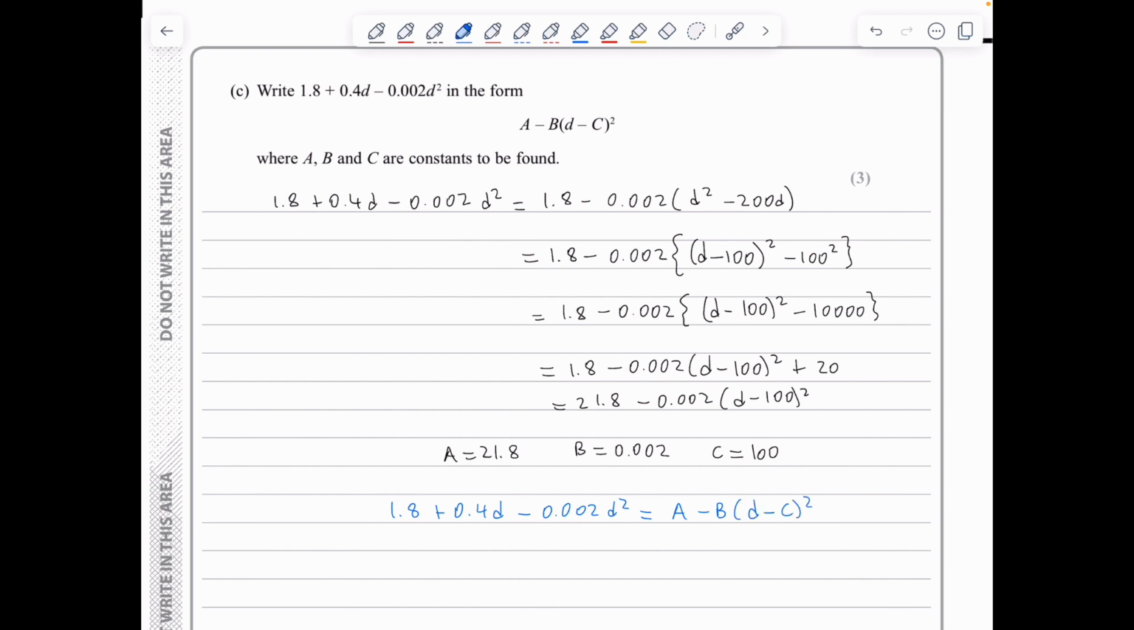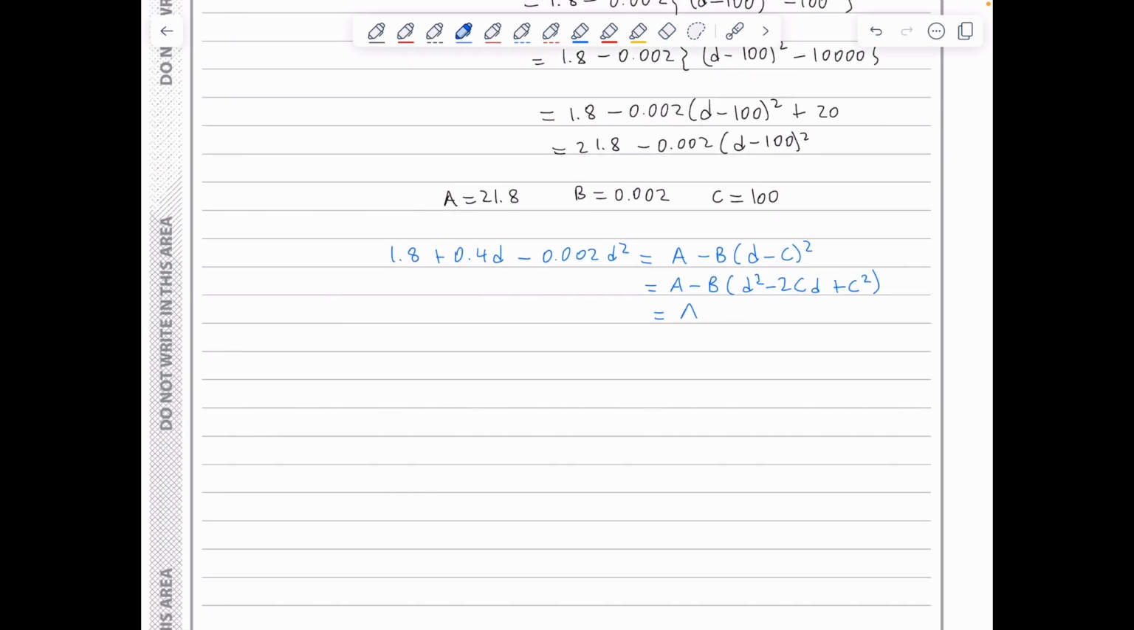I will expand the right hand side to give me (A minus B)(d squared minus 2cd plus c squared), and I will further expand this to give me A minus B d squared plus 2bcd minus bc squared, and I will be equating coefficients. So the coefficient of d squared on the left hand side is negative 0.002, which is equal to minus b, which is the coefficient of d squared on the right hand side. So we have that minus 0.002 is equal to negative b, and therefore b is equal to 0.002.